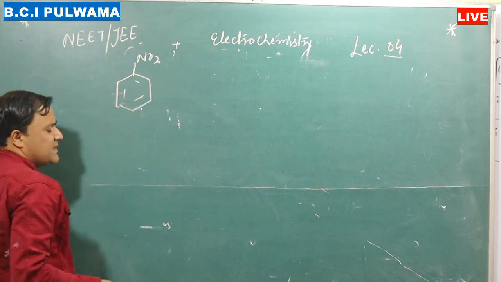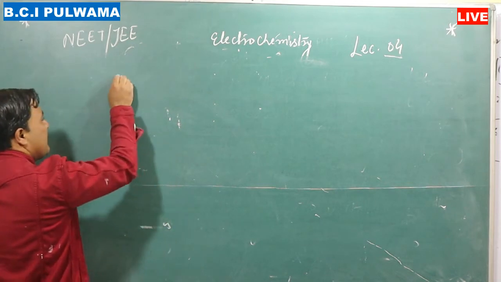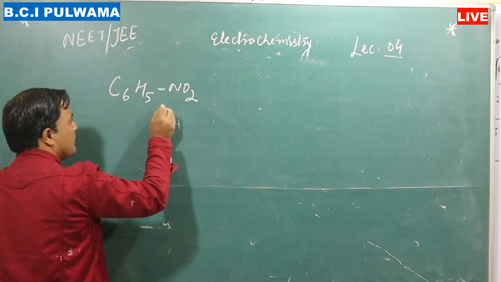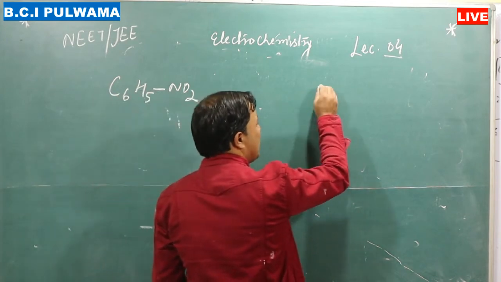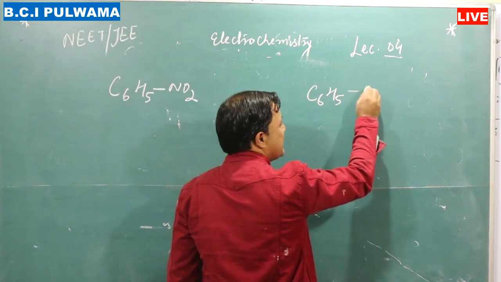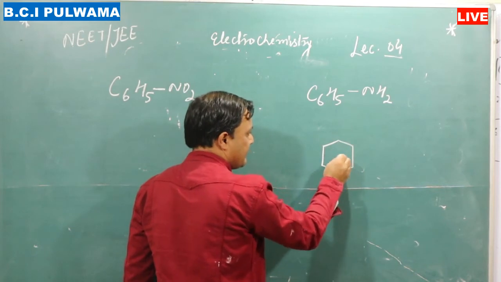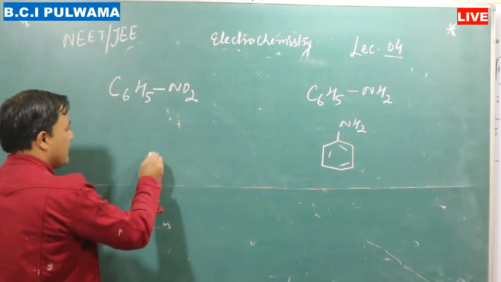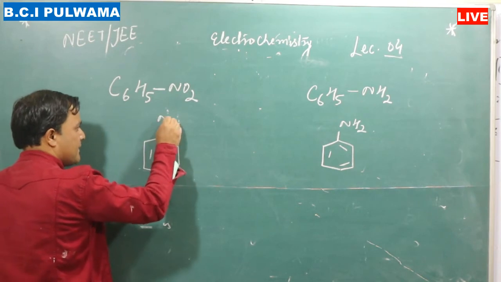NO2. This is nitrobenzene, C6H5NO2, bonded to NO2. This is nitrobenzene. Question 1: reduce nitrobenzene to aniline. NO2 will be replaced by NH2. So this is aniline, NH2, and then this is nitrobenzene.